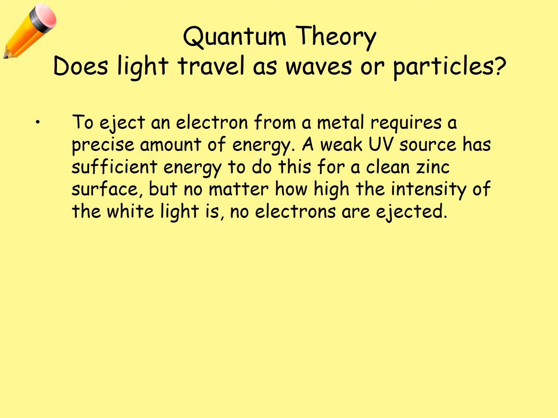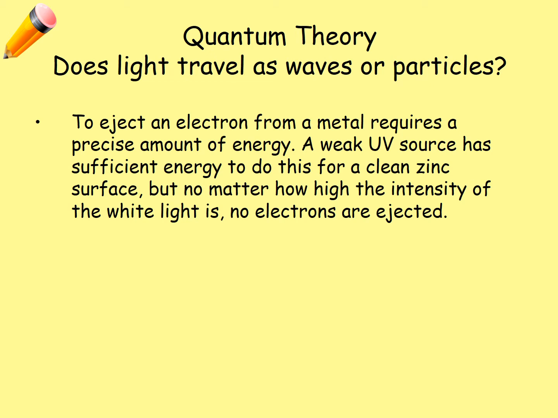In order to eject an electron from the metal, we require a precise amount of energy. Now, this is all to do with electron energy levels, and we'll look at that in the further videos. However, we're saying that in order to release an electron, a specific quantity of energy needs to be given to the electron. A weak ultraviolet source has enough energy to do this for a clean zinc surface. And it doesn't matter how high the intensity of the white light is, no electrons are going to be ejected because they simply don't have that frequency.